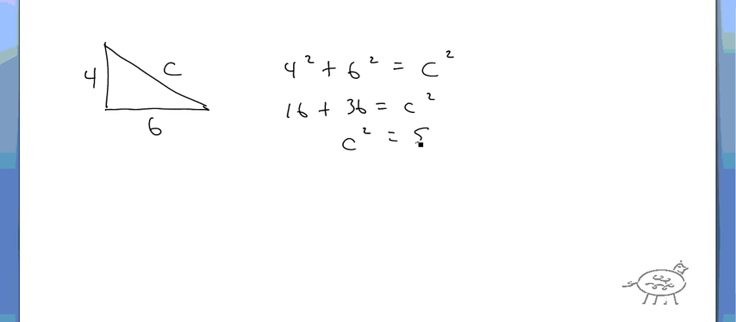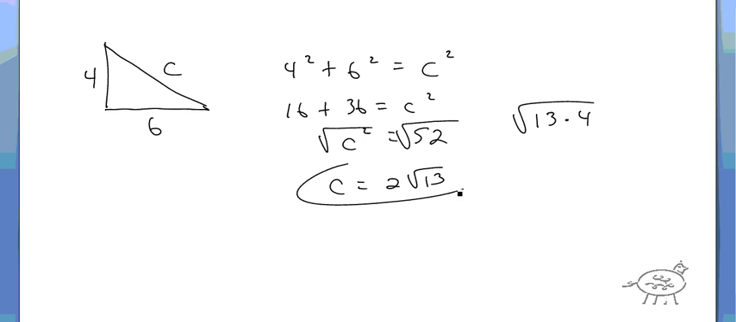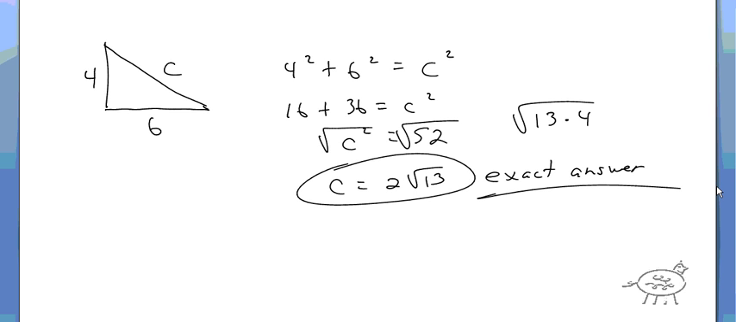It is equal to 52. Now that's not a perfect square, so we're going to use all of our knowledge from just the last chapter on how to deal with the square root of 52. I'm going to divide that by 4, and I get 13 times 4. So you pull a 2 out, and you get C is equal to 2 root 13. That's an exact answer. That's pretty mellow. Let's do a few more here.